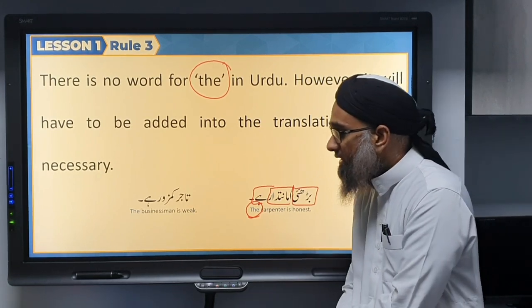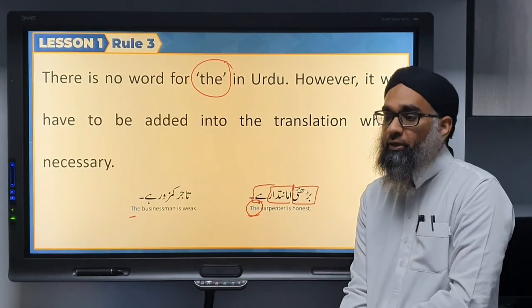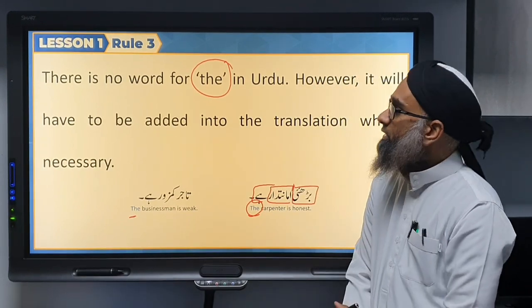So you get it? Tajir kamzor hai. How do you translate it? The. There's no word for the. There's no word for a. The particles are not really added in. You have to add them in translation.